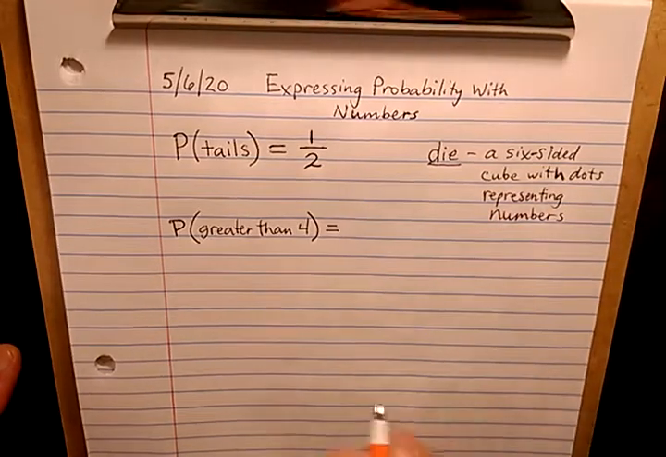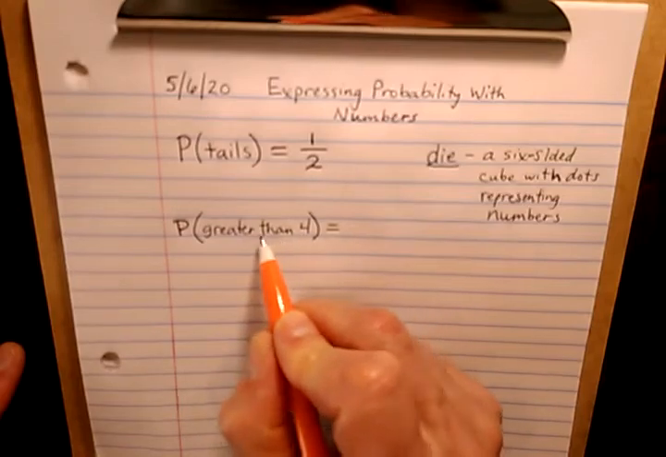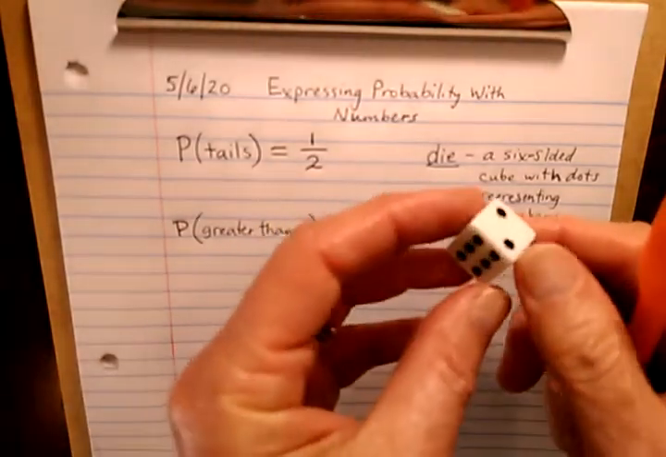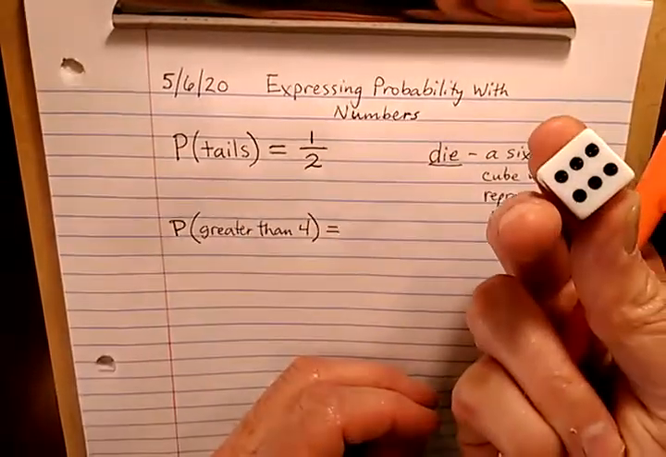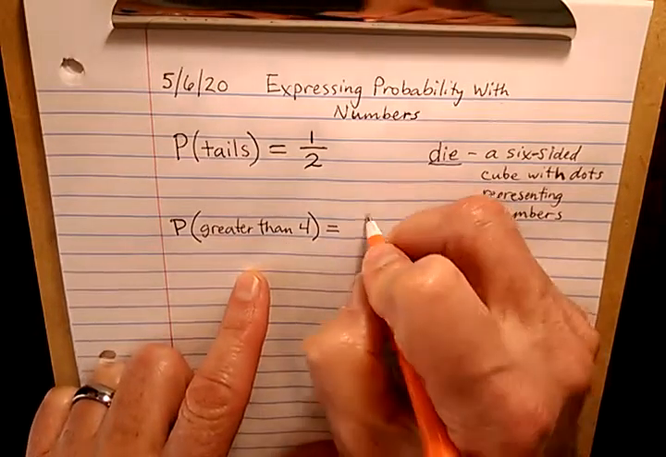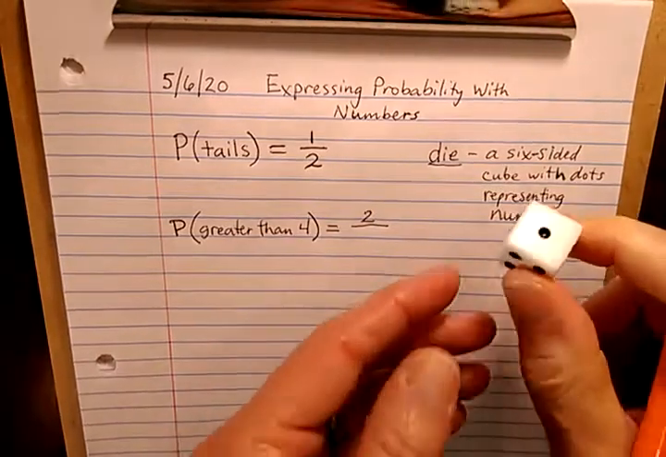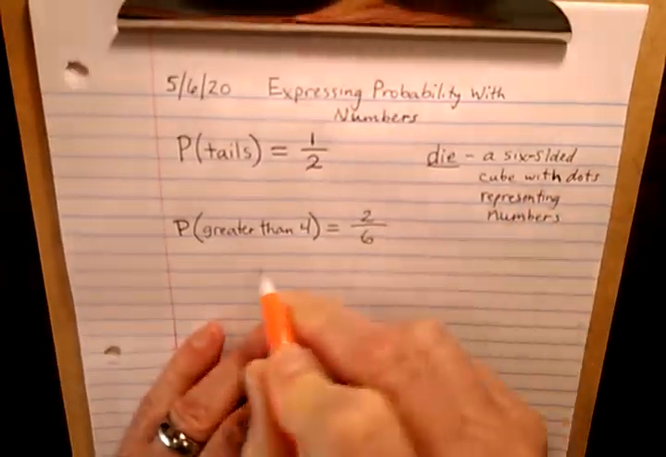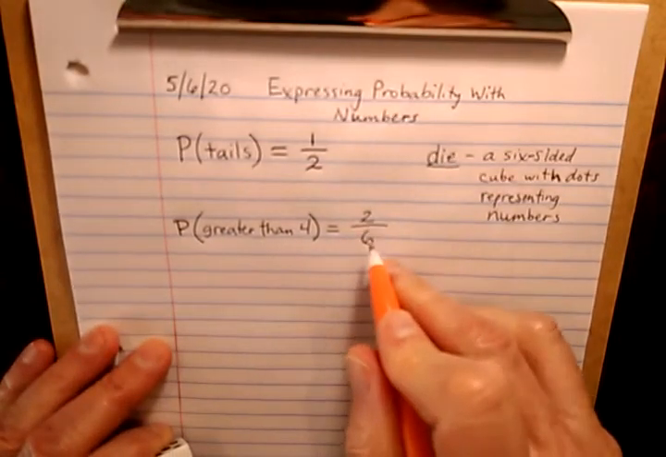Okay, so we have to ask ourselves, if this is the thing that we want, greater than 4, how many of the numbers actually are greater than 4? Well, there's only 2 of them. There's a 5 and there's a 6. So there's 2 things that will satisfy what we're looking for. And then what are the total number of things that could happen when we roll the die? Well, there's 6 of them. So that means the probability of getting a number greater than 4 is 2 out of 6.